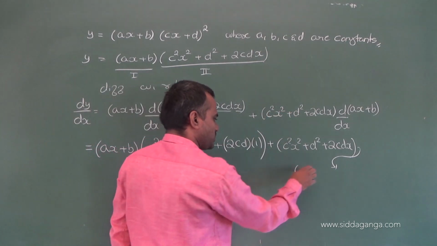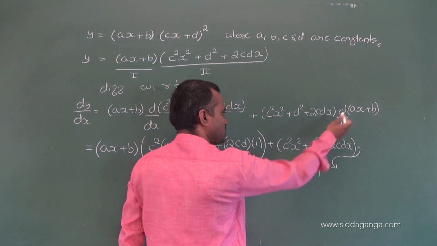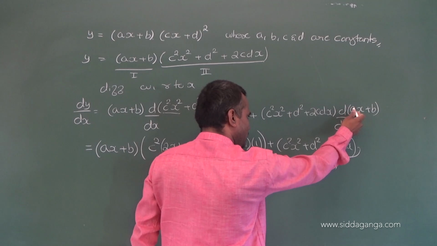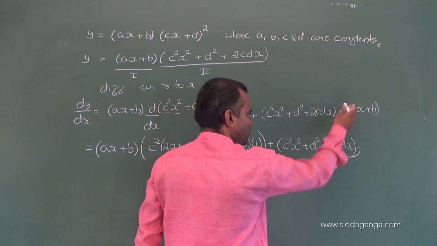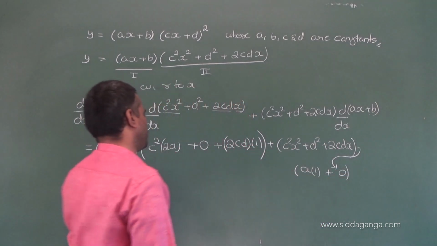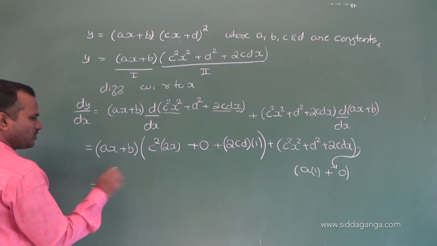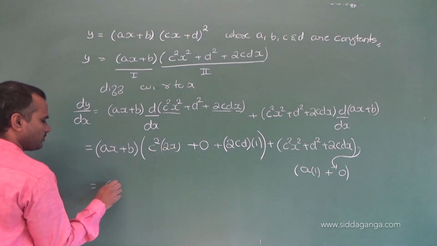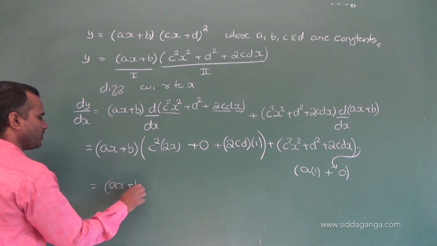Derivative of ax: a into 1, because derivative of constant into function, we write as it is. Derivative of x is 1, plus derivative of b is 0. If you want to, once again we write, because 0 is there.